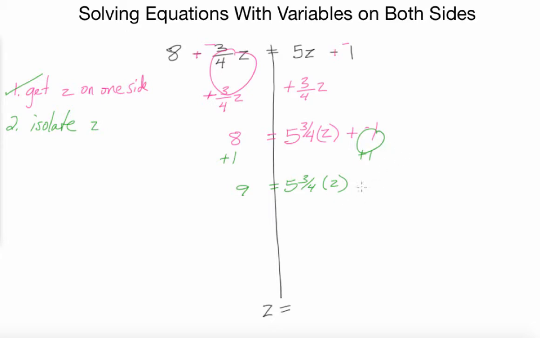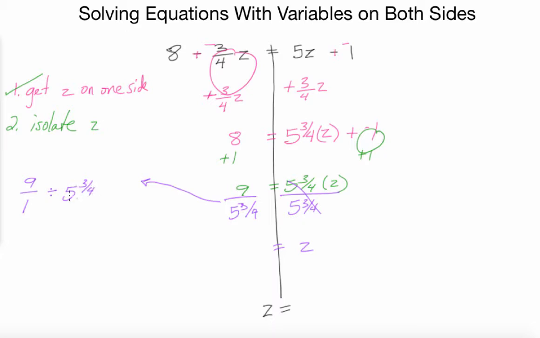Here's where it gets kind of a little bit funny. So to undo multiplying by 5 3/4, well, I could just divide by 5 3/4. So that gets z by itself, which is what I want. But then this gets a little messy because we've got 9 divided by 5 3/4. Well, let's think of it this way. If I rewrite things a little bit, that's 9 divided by 1. I can write a whole number as a number over 1, divided by 5 3/4. And if I'm going to do division with fractions, I need to make both sides improper.